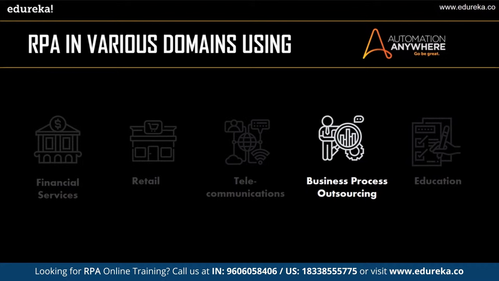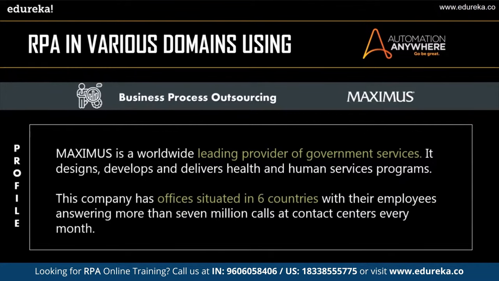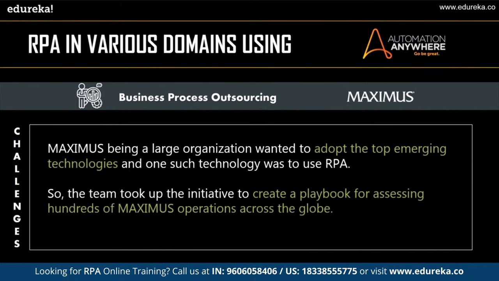So to explain to you how RPA can be used in BPO or business process outsourcing, I've considered the Maximus organization. So Maximus is a worldwide leading provider of government services and it designs, develops and delivers health and human services programs. This company has offices situated in 6 countries with their employees answering more than 7 million calls at contact centers every month. Now, Maximus being one of the large organizations wanted to adopt the top emerging technologies and one such technology was to use RPA.